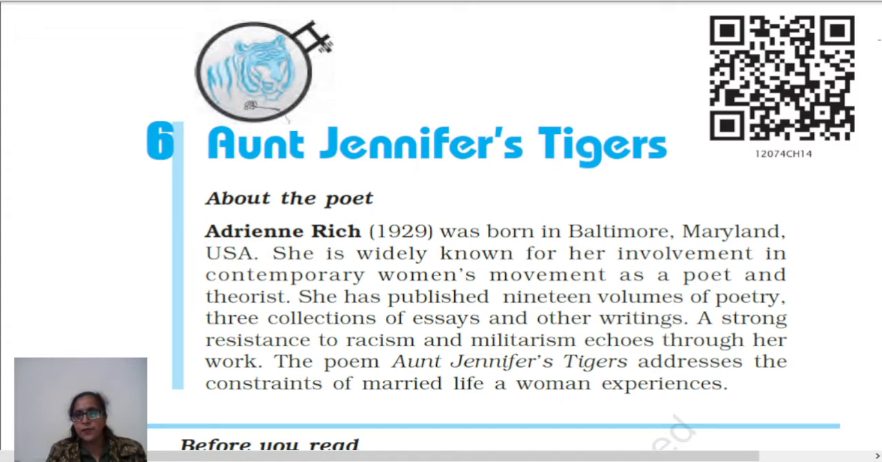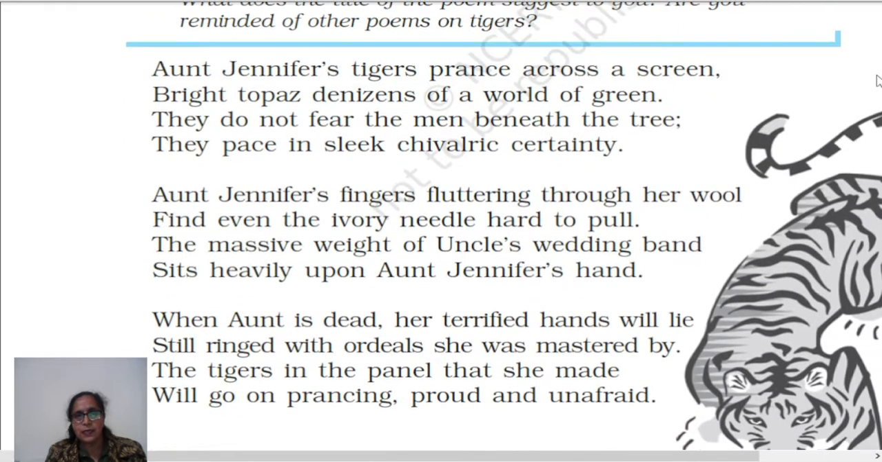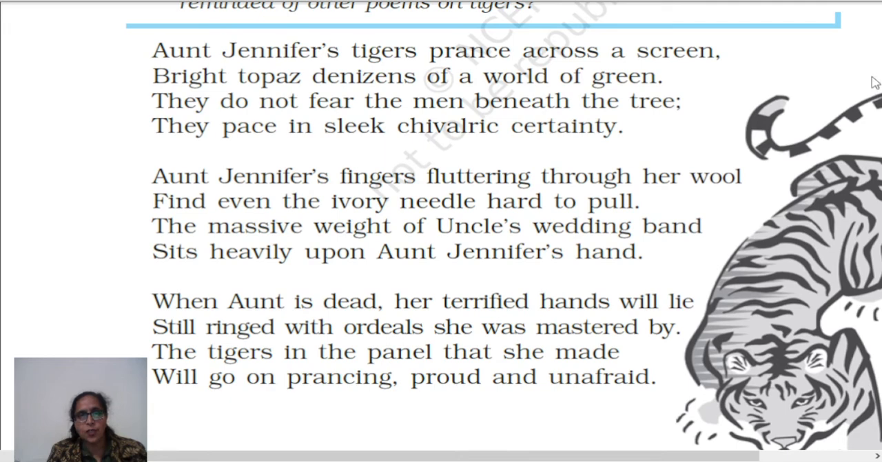Let us proceed further and look at what the poem consists of, how many stanzas are there in the poem. So the poem has 3 stanzas, first one, second one and the third one. So let us explore stanza number 1 first of all, word by word, and let us understand what the poet Adrienne Rich wishes to tell us from this poem, titled Aunt Jennifer's Tigers.